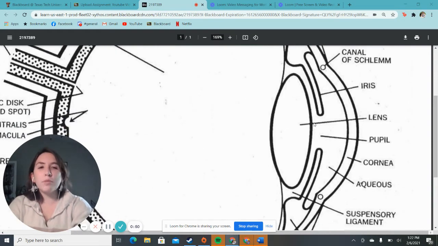The pupil is a round hole, which is something I thought was interesting. A hole, you can't touch it. It's a round hole in the middle of the iris that allows light in.